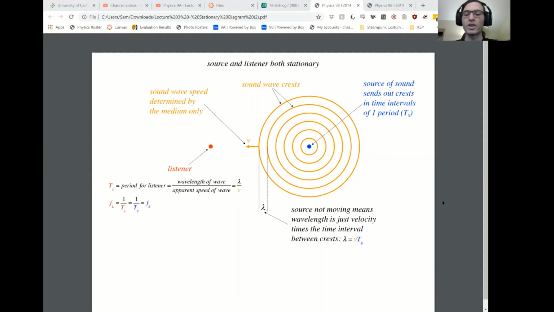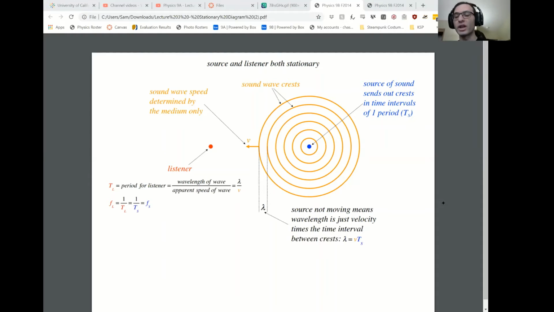How do you get the wavelength from what you observe? All you observe is you hear crests coming every certain amount of time. That's the period. Well, if you want to calculate the wavelength, you need to take your period, multiply it by your wave speed, and you get the wavelength back. And that's a way that you can get the wavelength from the period.